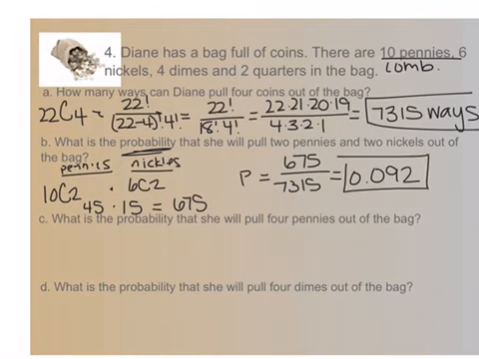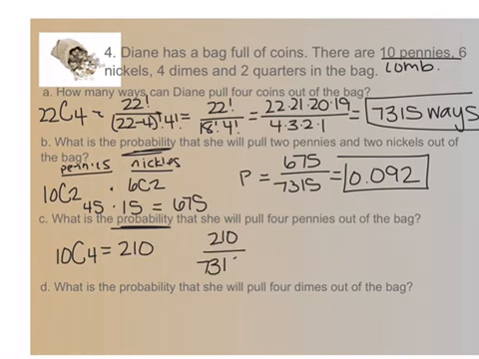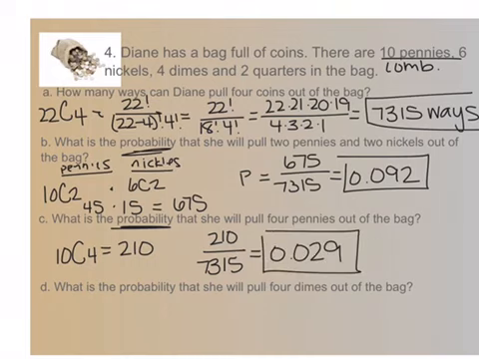Part C, what's the probability that she'll pull 4 pennies out of the bag? So I want just pennies, so I have 10 total pennies, and I'm going to choose all 4 of them. So when I do that, that's 210. So since we're looking for probability, we'll do 210 divided by the total. So that's going to give me 0.029.